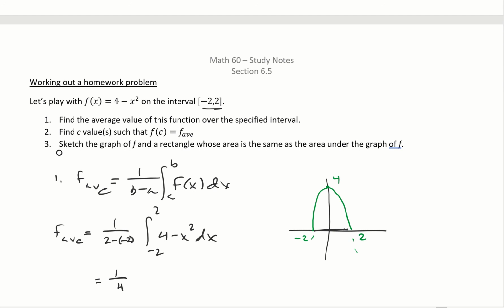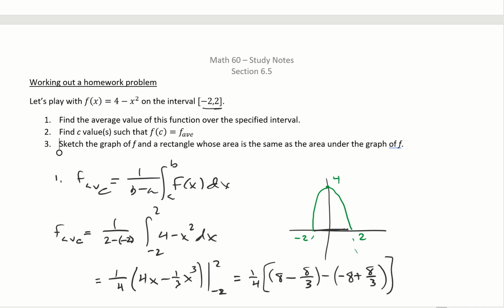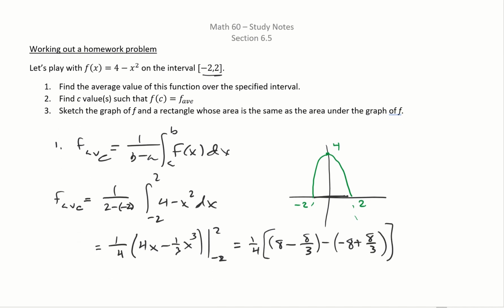So 1/4, and we're going to integrate right away. We're going to get 4x minus 1/3 x cubed from minus 2 to 2. Okay, so we've got 1/4. First of all, we'll put in the 2. So we've got 8 minus 8/3, right? 2 times 2 times 2. And then minus, now we're plugging in minus 2. It's a minus 8, right? If I plug in a minus 2 there. And here it's a minus 8, and then minus is plus 8/3. And there's that symmetry. If you doubled it, you'd get the same answer. Okay, but we still have that 1/4 out there.